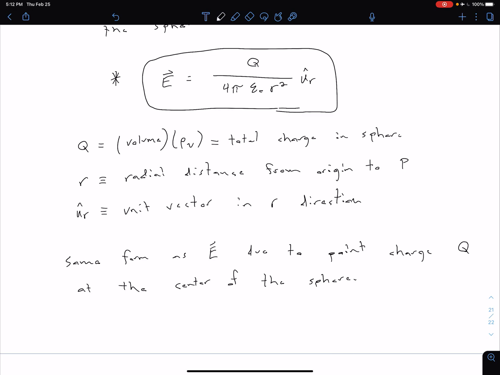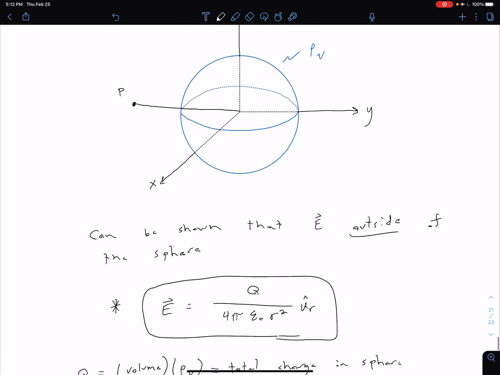What that tells us is that if we have a spherical volume charge and we're looking at a point outside of it, then we can just treat it like a point charge located at the center of the sphere with a charge equal to the entire charge in the volume. As I mentioned earlier, we're going to come back a little later with Gauss's law and figure out a way to get some expressions for what's going on inside the sphere as well.